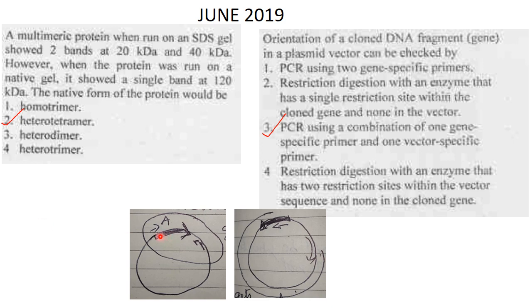So this is the gene of interest. Here this is the vector. In the vector, this region will be your reverse primer and here it will be your forward primer. So it will get amplified. Now, if it is in the reverse orientation, this will be the forward primer and here it will be the reverse primer and this region will get amplified. So, PCR using a combination of one gene specific primer and one vector specific primer is the answer.